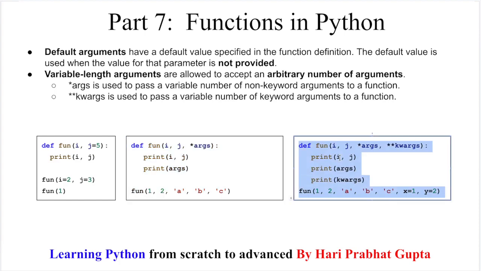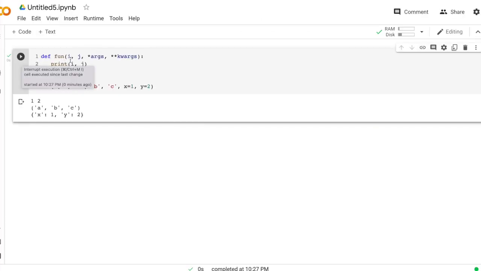Now let me take a second example. So here we define again the function fun, then two positional arguments i and j, a variable number of additional positional arguments, this one, which are packed into the tuple called args, and a variable number of additional keyword arguments which are packed into the dictionary called kwargs. The last line passes the value 1 to a, b, c for i and j, and the additional parameter arguments with respect to a, b, c with respect to that one, and x, y with respect to the dictionary that is there. Now we can check the output.